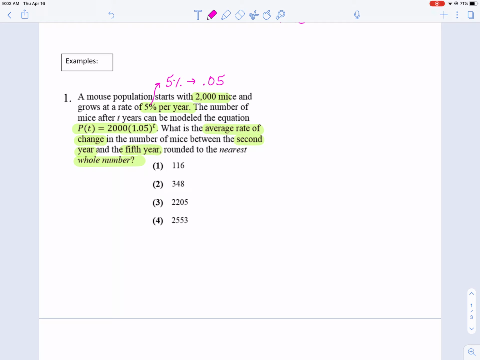So what I'm thinking immediately is, okay, we need a table. Instead of an x and a y, we have a t and a p of t. But there's only 2 numbers that we care about. We want to know between the 2nd year and the 5th year. So we're going to figure out these 2 values. The easiest way to do that is to go into your calculator.